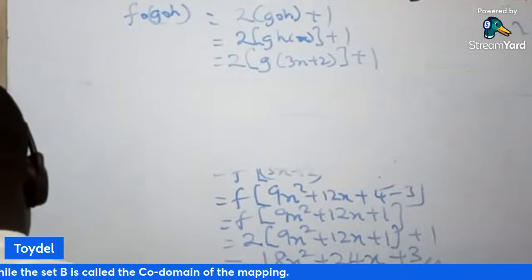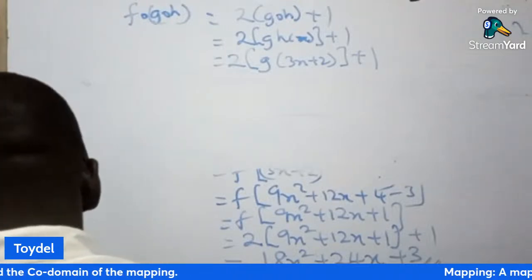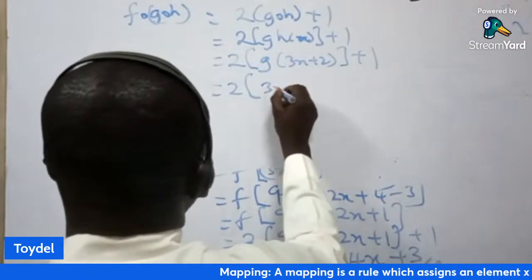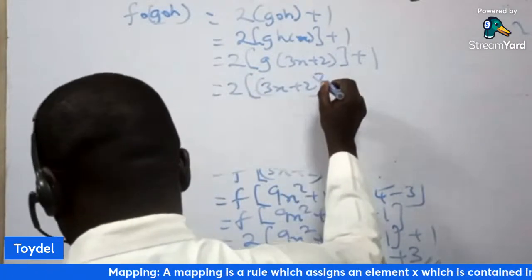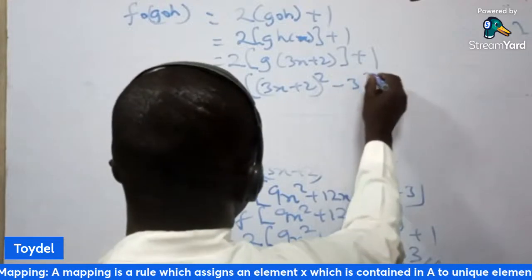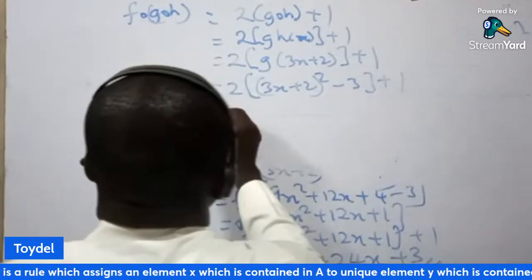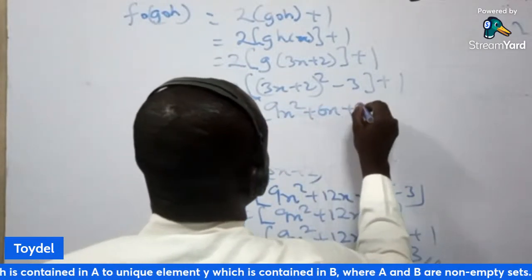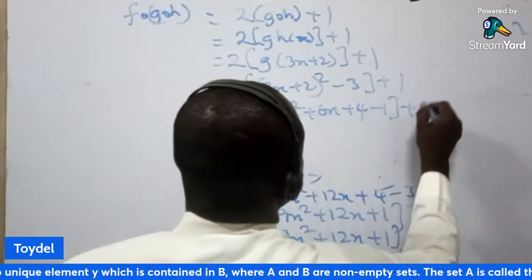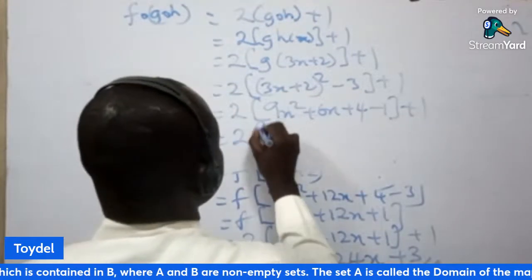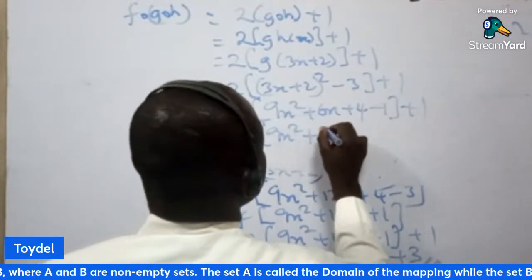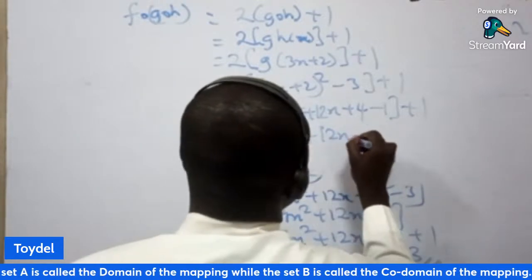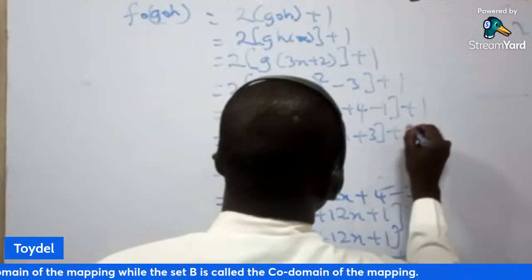Then from there, we know G of X to be x squared minus 3. So we are going to have 2 into bracket 3x plus 2 all squared. G of x is x squared minus 3, then plus 1. This is what we are going to have. Then from here, we have 2 into bracket. When I expand this, I'm going to get 9x squared plus 6x plus 4 minus 1 plus 1. At the end of the day, I'm going to have 2 into bracket 9x squared plus, no, this 12x. This will be 12x plus 12x plus 3 plus 1.